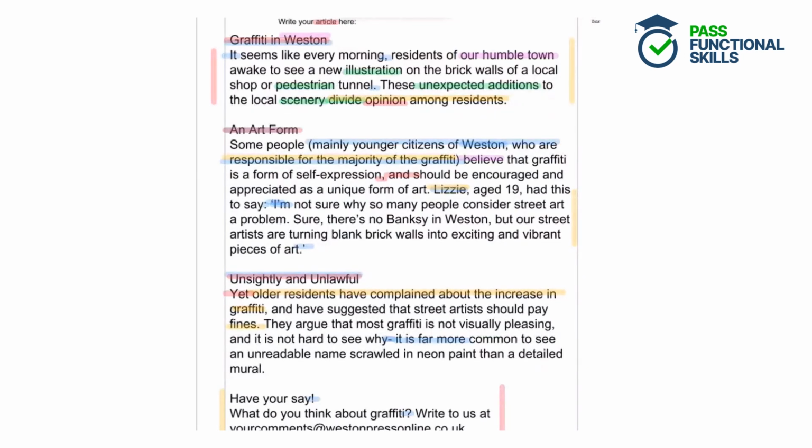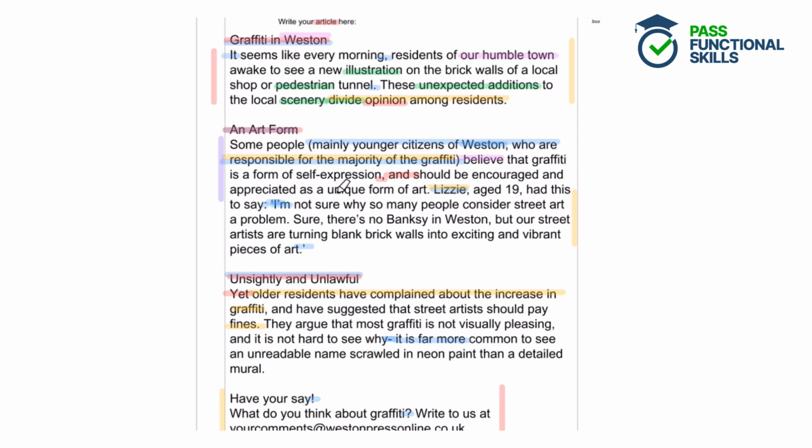Now, we've already talked a little bit about linking different ideas together using commas and connectives. You need to make sure that you are doing this within your sentences to show the examiner that you know how different ideas can be linked together. So for example, we have this sentence here. Some people, mainly younger citizens of Weston who are responsible for the majority of the graffiti, believe that graffiti is a form of self-expression and should be encouraged and appreciated as a unique form of art.